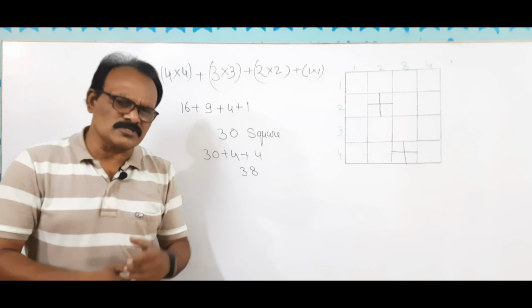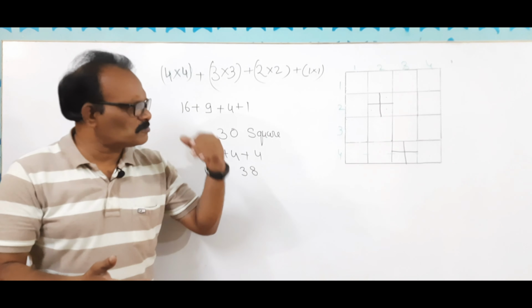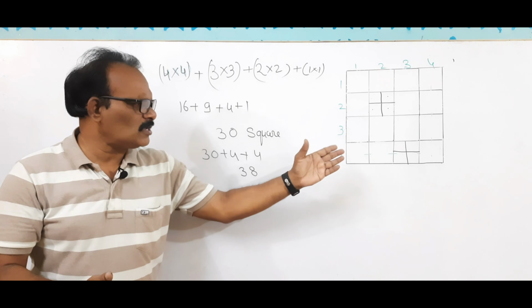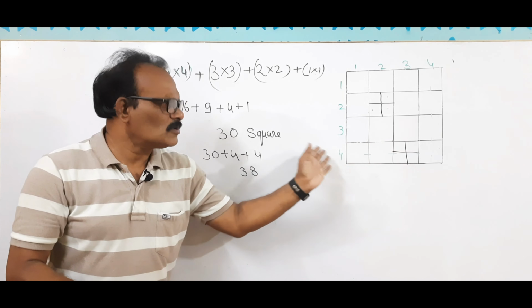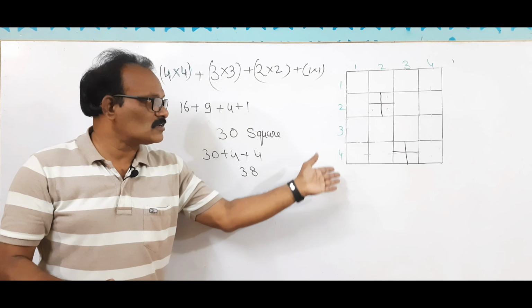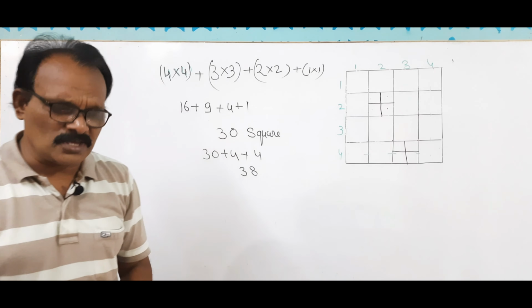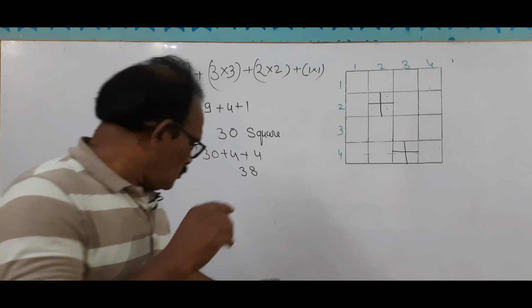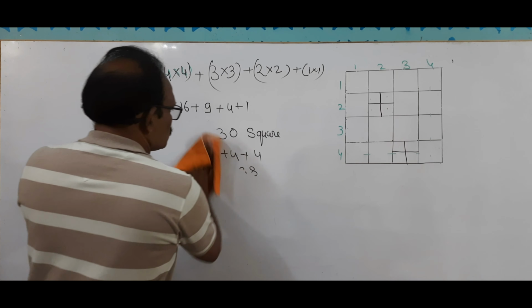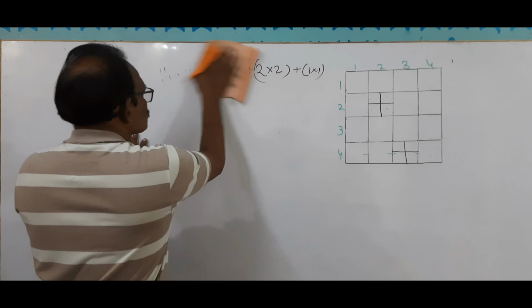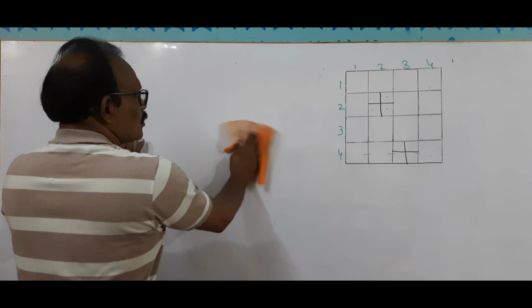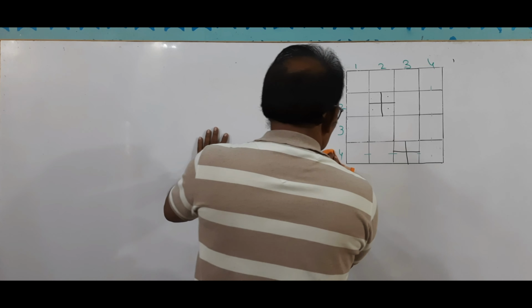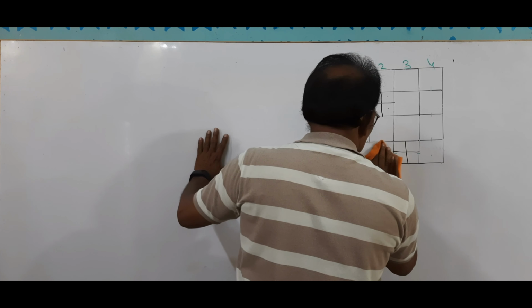So you just try it. Take a rough copy and draw as big a picture as you like. Here the maximum I have is 4. You draw it with 6, you draw it with 7, like this, and you will see. Now one more thing I'll explain. Suppose we got only this.